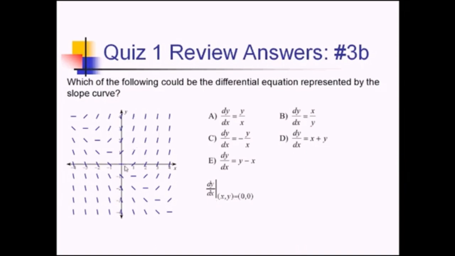Looking here on my slope field, it's kind of hard to see, but there is a horizontal tangent line there, so that's a slope of 0. Looking at my answer choices now, if I plug in 0 and 0, that makes choices A, B, and C undefined. D and E both come out to 0, so I can't eliminate either of those yet, but A, B, and C are gone.